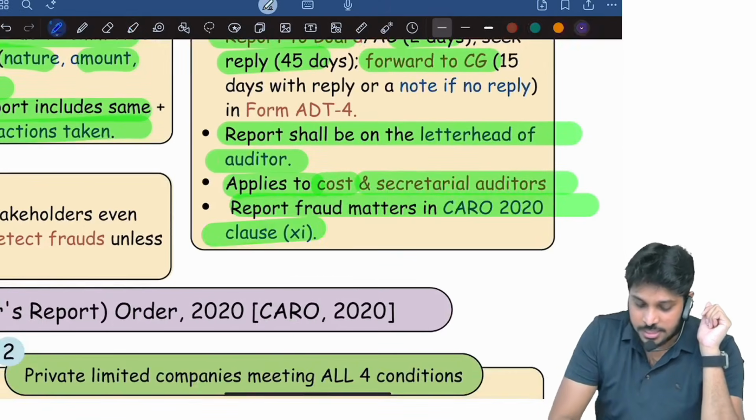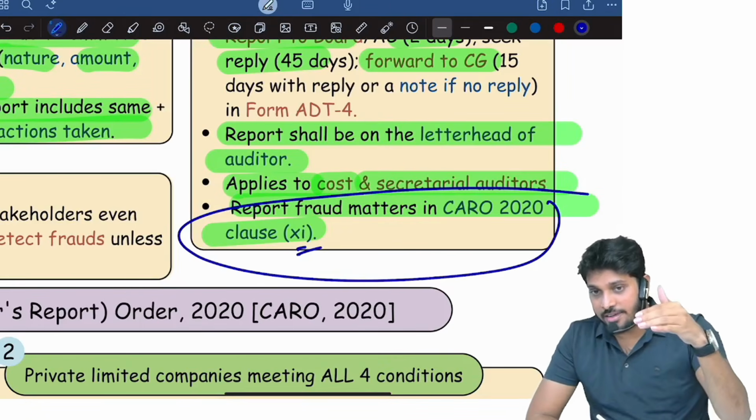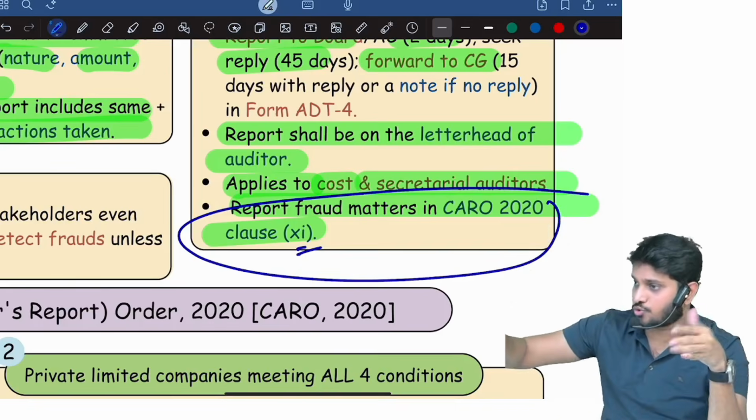And remember, the same fraud matter should also be reported in clause number 11 of the CARO. If any form, ADT 4, is filed with the central government, that information has to be given in the CARO clause also. That's it.